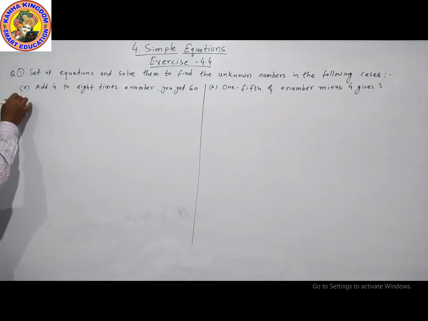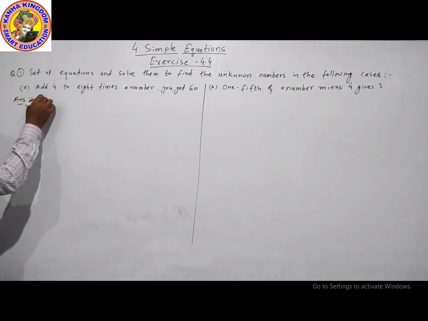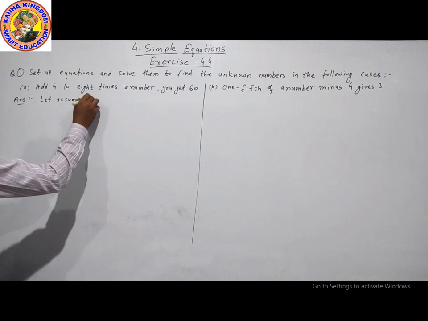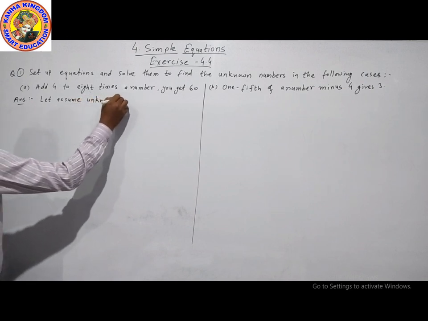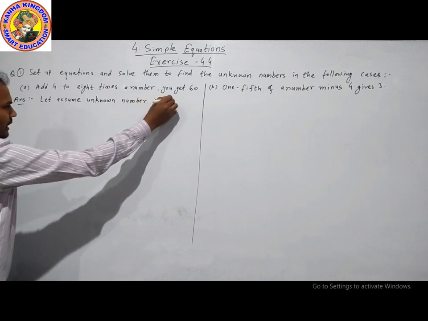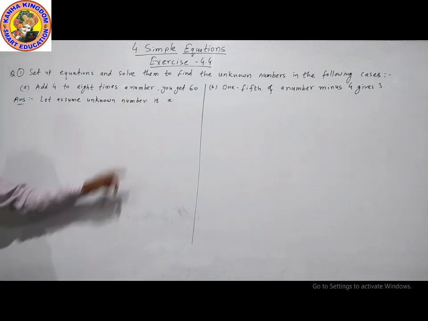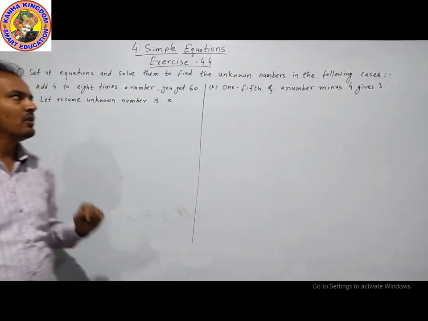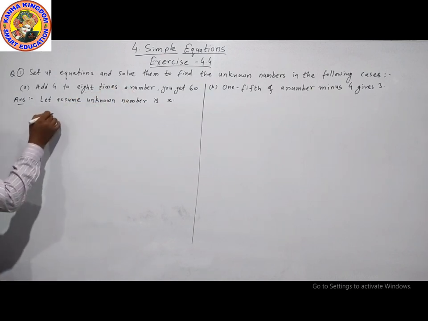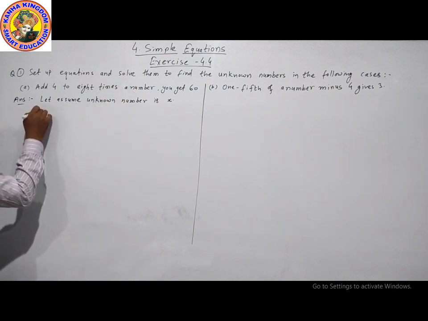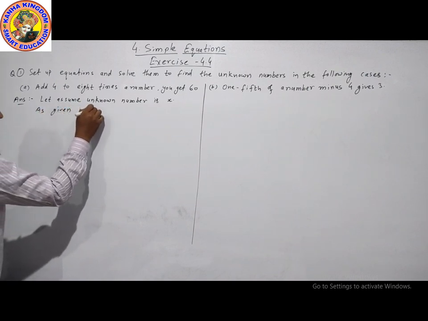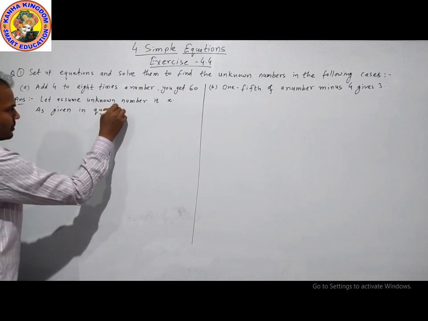First of all, let us assume the unknown number is x. The unknown number is x. Now we will find the value of x. In the given problem, 8 times a number is given in the question.